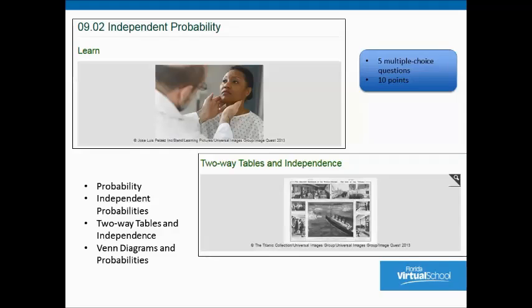9.02 deals with independent probability. The students learned about probability, independent probabilities, two-way tables and independence, and Venn diagrams and probabilities. This assessment is 5 multiple choice questions worth 10 points.